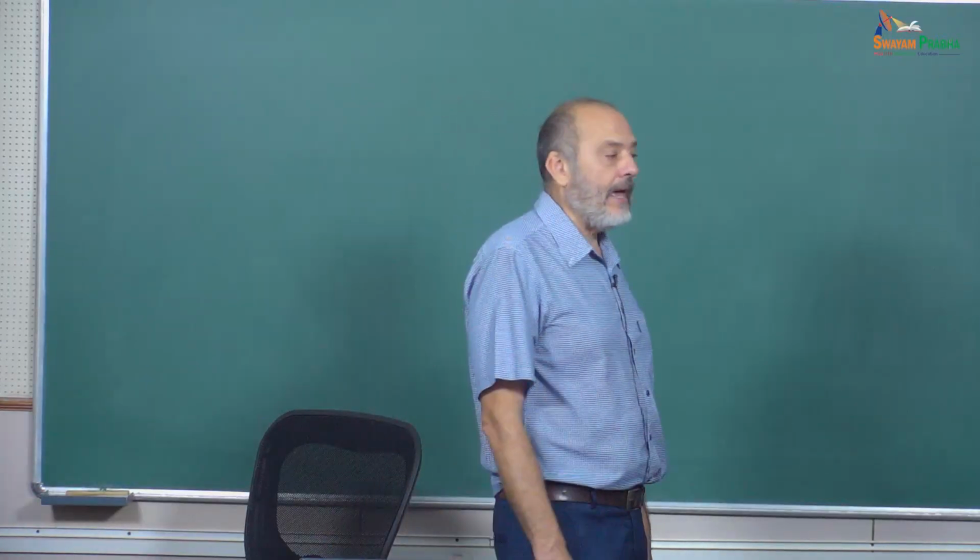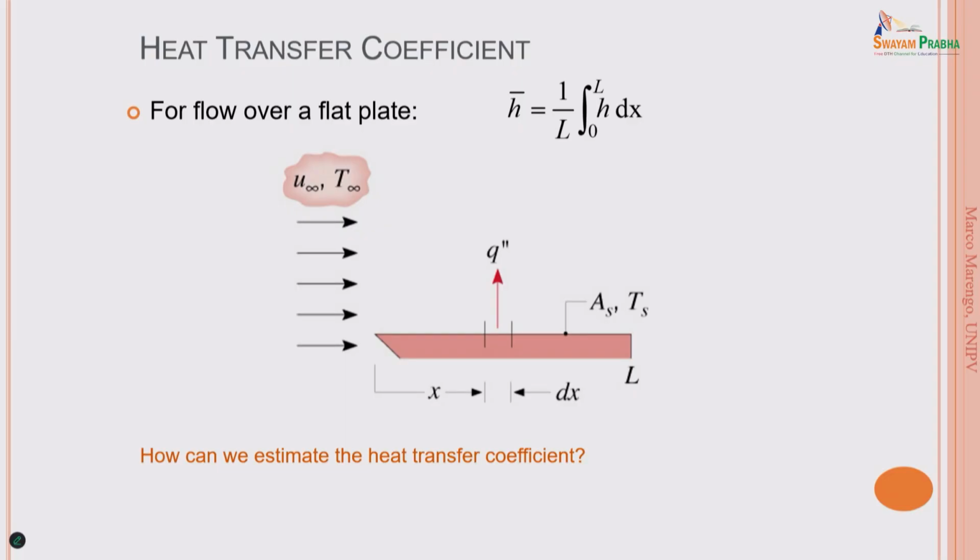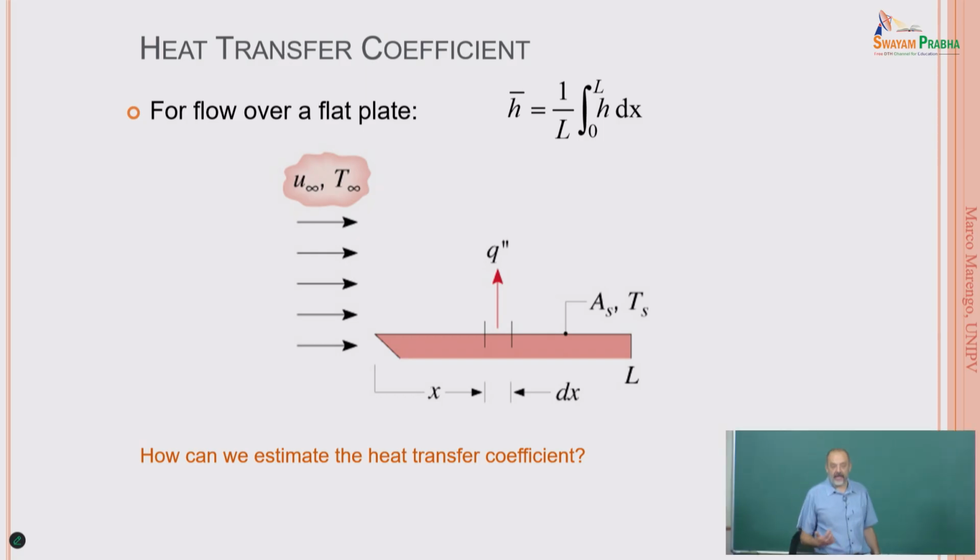Pay attention that H can vary also because the fluid is entering a pipe, so we have an entrance length. Or, for example, it's flowing above a surface. Also in this case, H is changing in space. H is changing in the direction of X. So also in this case, we are going to try to simulate what is happening using an average H.